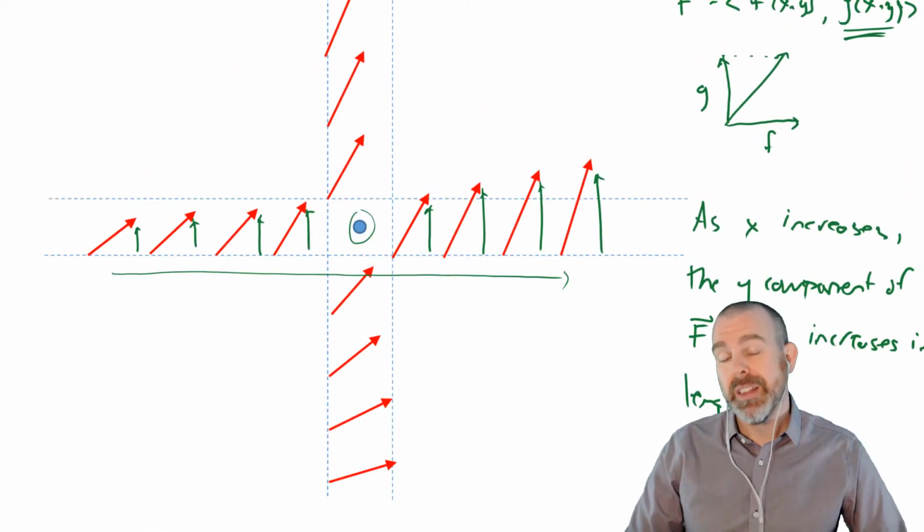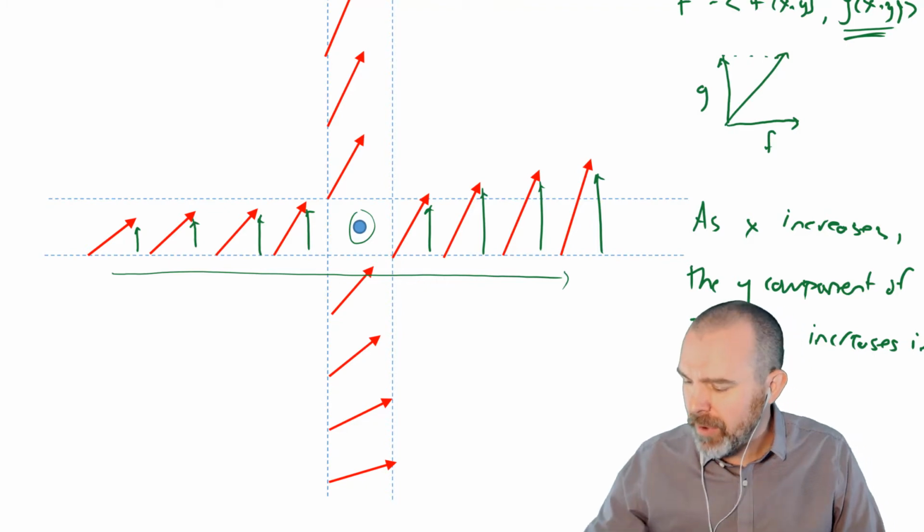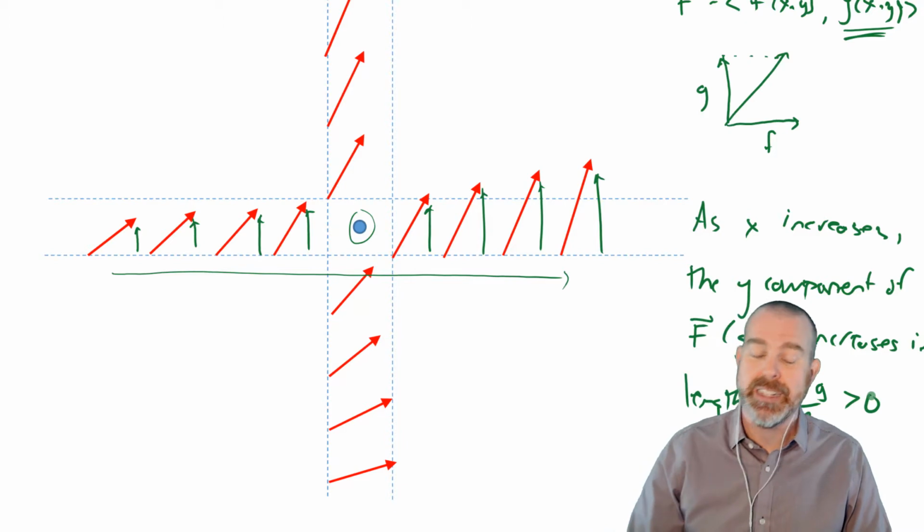So that's a rate of change, right? That's describing as x increases, y increases. So what's happening here, that means that the partial derivative of g with respect to x is a positive number.